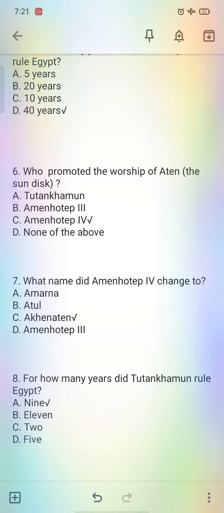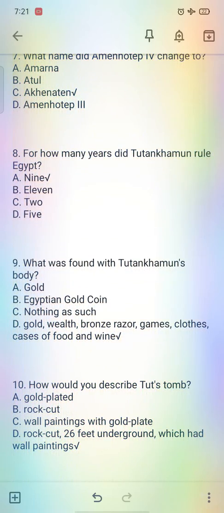Now, the next question, that is the eighth. For how many years did Tutankhamun rule Egypt? Tutankhamun, the main character of this chapter, King Tut, whose dead body was discovered after 80 years, ruled over Egypt for 9 years, as it has been given in the chapter. So it is very clear, 9 would be the correct answer.